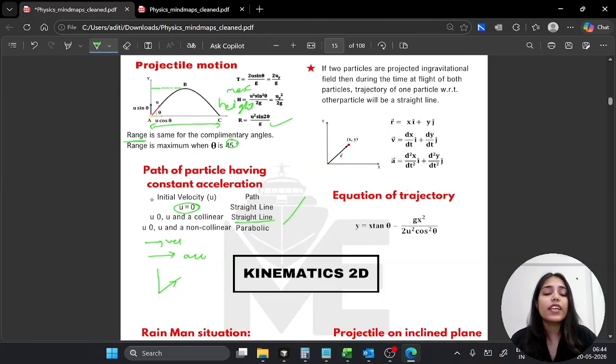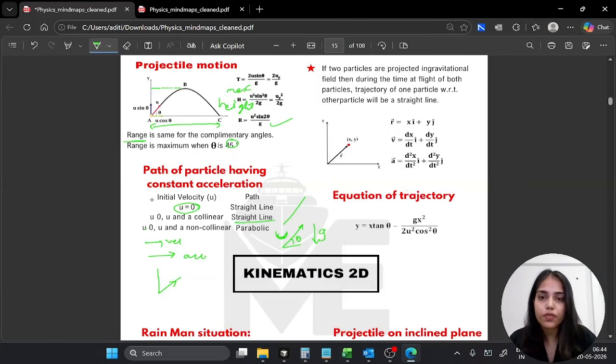Now, next is when initial velocity is 0 and u and a are non-collinear. What does that mean? For example, in the case of projectile motion, u is in this direction, acceleration is in a downward direction. So what do we get? Acceleration, that is gravity, is in the downward direction and the motion of the object is in some other direction, let's say at some angle theta. So we get a parabolic curve. So these are the paths.